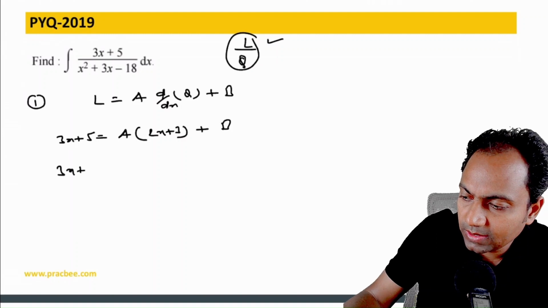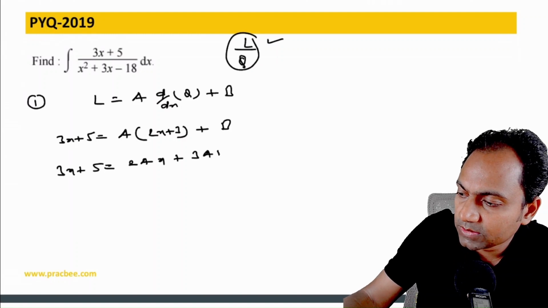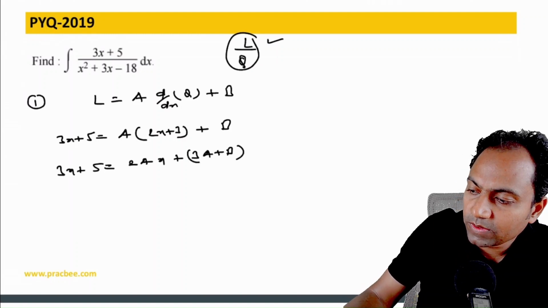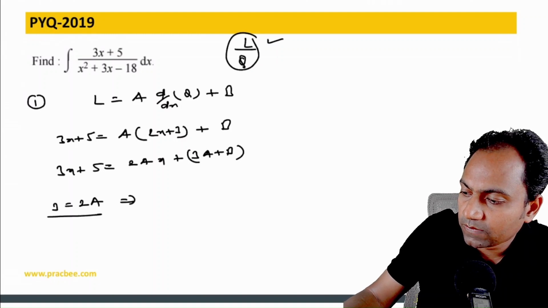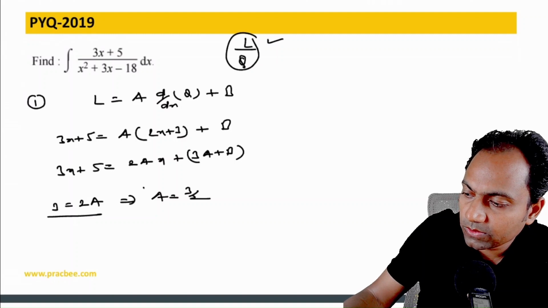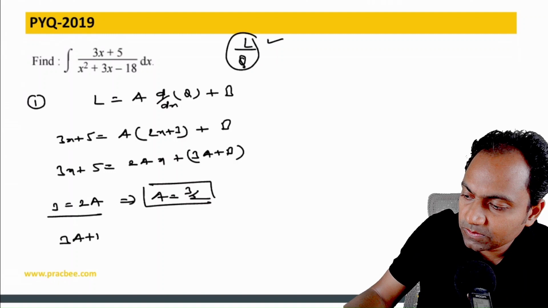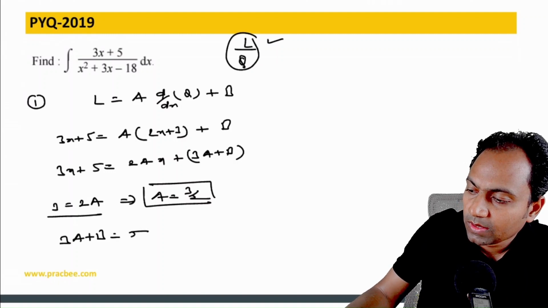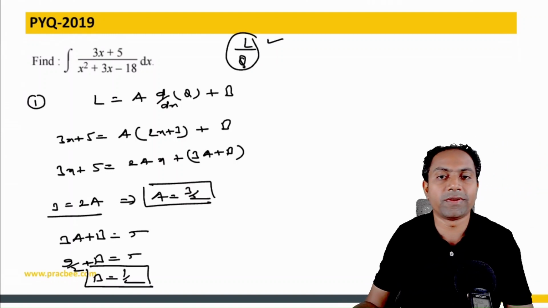So if I write the coefficient of x on the left hand side, it is 2a, and the constant term is 3a plus b. So if I compare, 3 is equal to 2a. So the value of a will be nothing but 3 by 2. If I compare the next part, 3a plus b is equal to 5. And if I put the value here, it is 9 by 2 plus b is equal to 5. So if I do so, b becomes nothing but 1 by 2. So we have got the value of a and b in the first part.